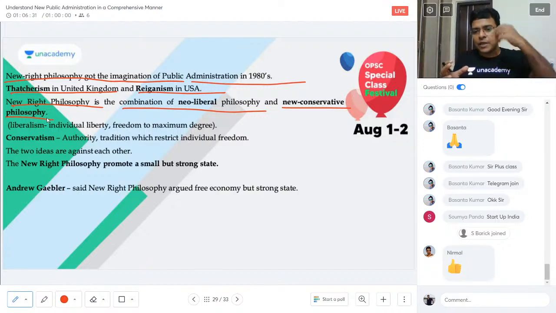New liberal philosophy gives a free hand: you make production, you sell your product. But under new conservative, the government keeps an eye on whether you are overcharging or not. So new right philosophy is a combination of new liberal and new conservative. Liberalism means individual liberty, freedom given to the maximum degree. Conservatism means authority, tradition, with strict limits on individual freedom. That is regulating.